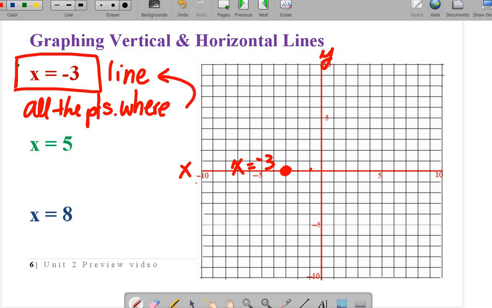X equals -3 is all the points where x is -3. The best way to graph this is simply graph a bunch of points where x is -3. So my first one, that's -3, 0. And then I graph -3, 1, -3, 2, -3, 3, -3, 4. Do you see what's going on? So x equals -3 is not a point. It's a vertical line where x equals -3.